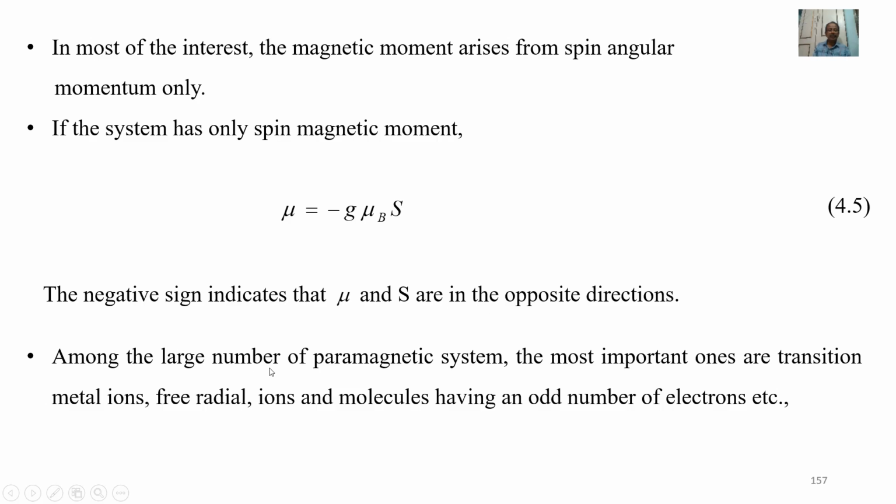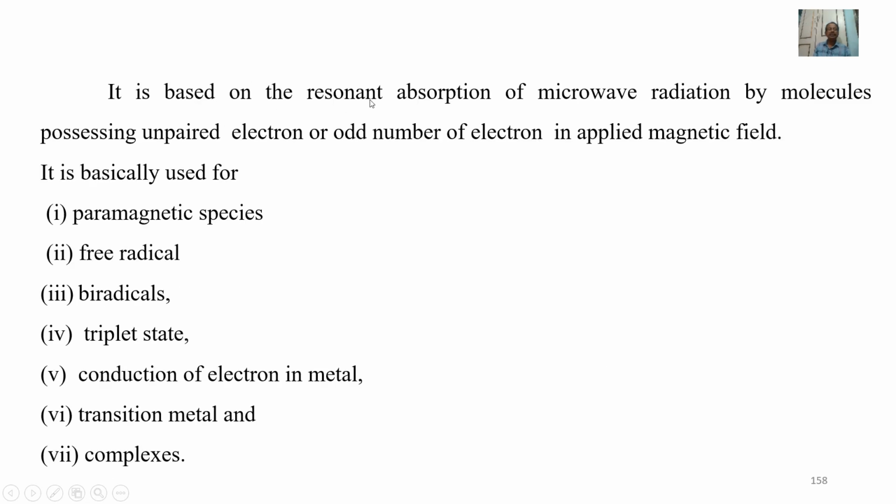Among the large number of paramagnetic systems, the most important ones are transition metal ions, free radical ions, and molecules having an odd number of electrons and so on. It is based on the resonant absorption of microwave radiation by molecules possessing unpaired electrons or an odd number of electrons in the application of a magnetic field. It is basically used for paramagnetic species, free radicals, biradicals, triplet states, conduction electrons in a metal, transition metals, and metal complexes.